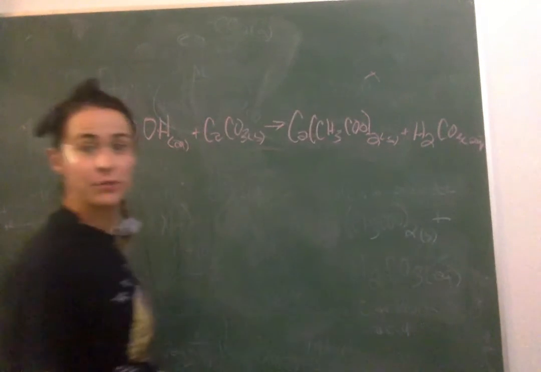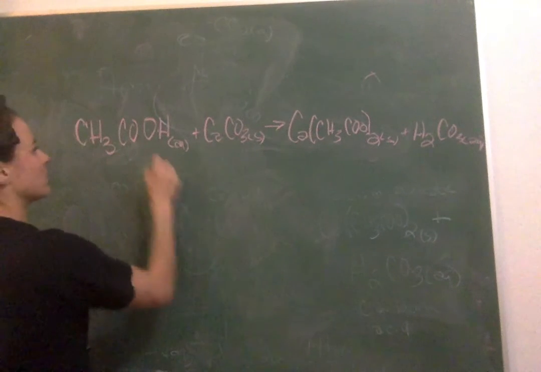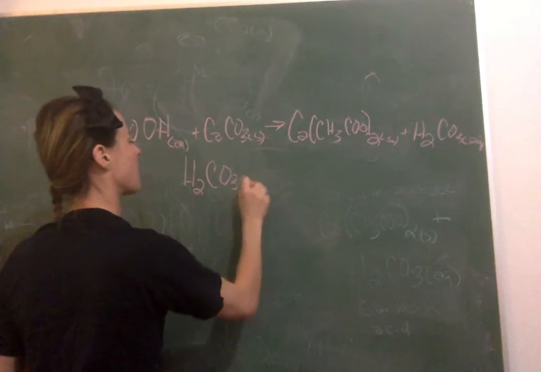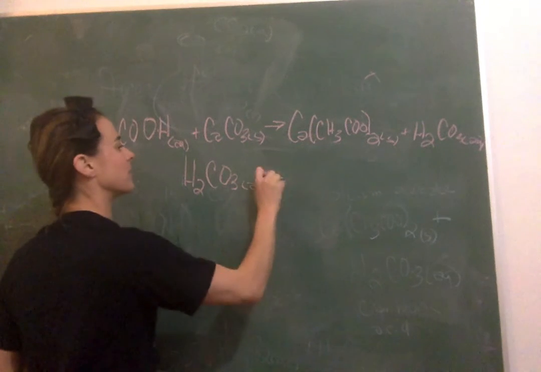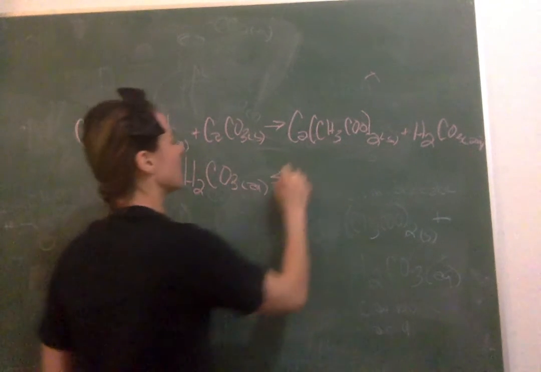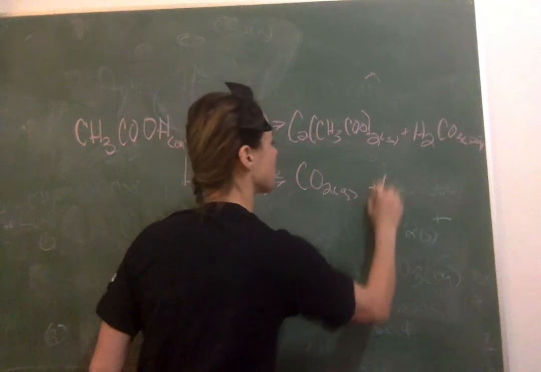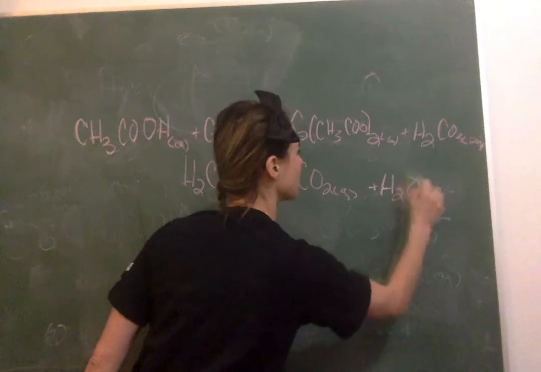Okay, step 2, the carbonic acid breaks down. So we get H2CO3, and that's in an equilibrium. That's why we have the backwards arrows. And that's turning into carbon dioxide as a gas and water as a liquid.